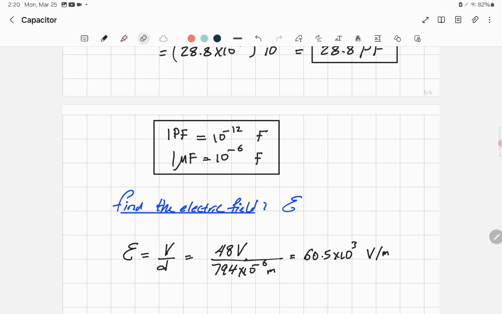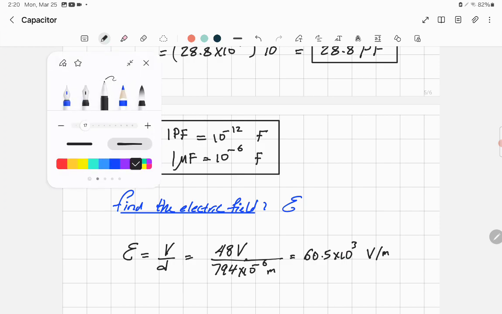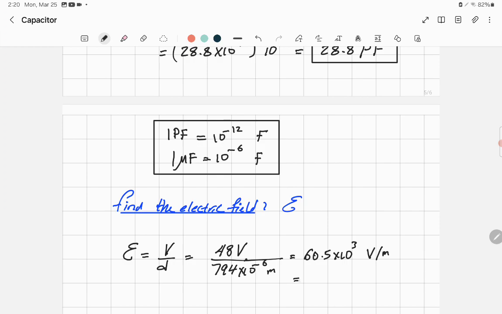Tell me, how do you know that? That's the voltage, that's the meter, that's the unit. Well, since it's 10 power 3, I can replace it by kilovolt, so I'll say it's equal to 60.5 kilovolt per meter, because 10 power 3 here is kilo. I remove it and I put kilo. So that will be the answer. That's the electric field.